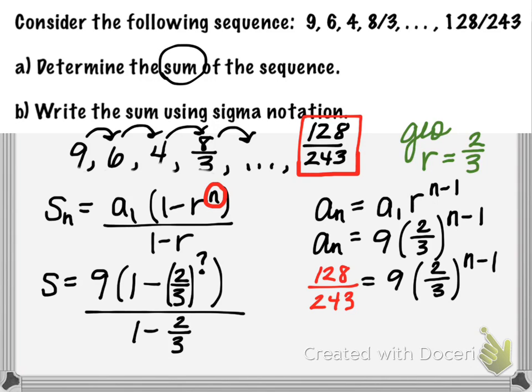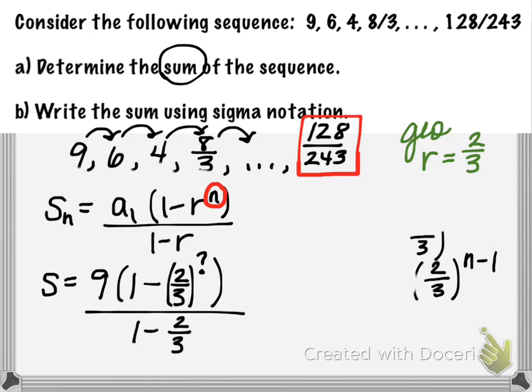So now, backtracking, let's go back to our sum. Now that we know that this last term here is actually the 8th term, we can substitute in place of that question mark that I had earlier. We can go ahead and substitute in 8. So that'll be 2/3 raised to the 8th power.